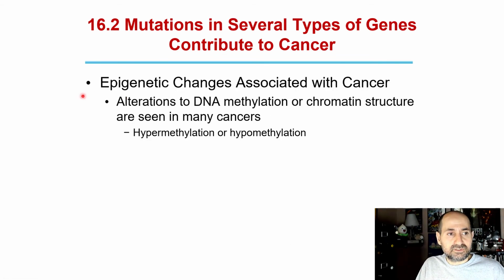What else is there? There's also epigenetic changes associated with cancer. Remember what epigenetics means? Usually it has to do with DNA methylation or chromosome structural arrangement. So you could alter DNA methylation profiles either by having too much methylation or too little methylation. You could alter chromatin structure, and that's also seen. Strange epigenetic changes are found in cancer cells frequently.